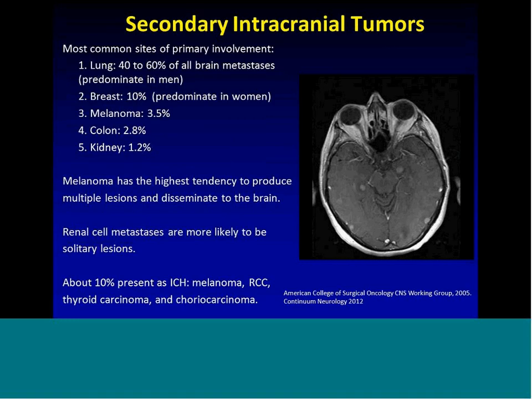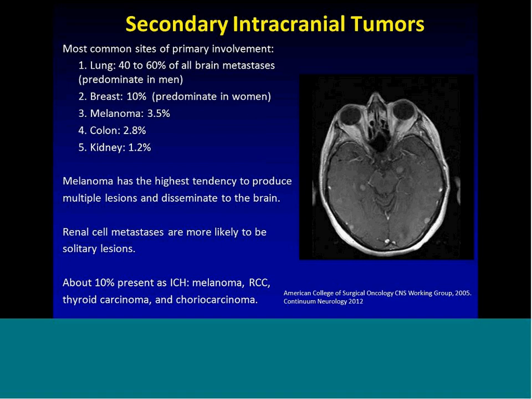So you need to know the most commonly involved ones. You need to remember the categories. Lung, particularly small cell lung cancer, is associated with brain mets and tends to predominate in men, even though women are getting more and more lung cancer. Breast cancer, which you can also see in meningeal disease. Melanoma, colon, and kidney. Melanoma has the highest tendency to produce multiple lesions and to disseminate to the brain. Renal cell cancer tends to be a very solitary lesion.